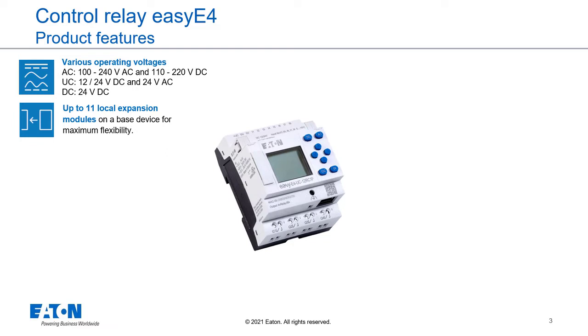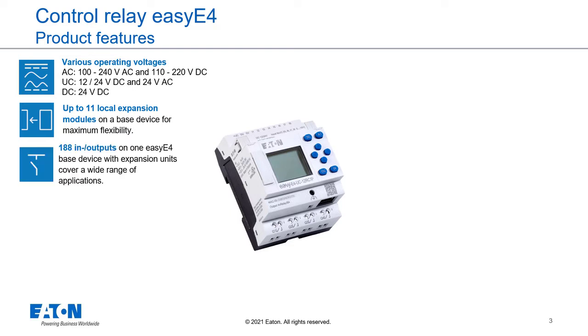Up to 11 local expansions can be attached to one base device, offering maximum flexibility. This means that up to 188 inputs and outputs on one easyE4 base device with expansion units can cover a wide range of applications. Furthermore, it is also possible to connect up to 8 easyE4 units in a net group. In terms of expandability, there are unlimited combinations of base devices with expansion modules. These can be freely mixed with each other.